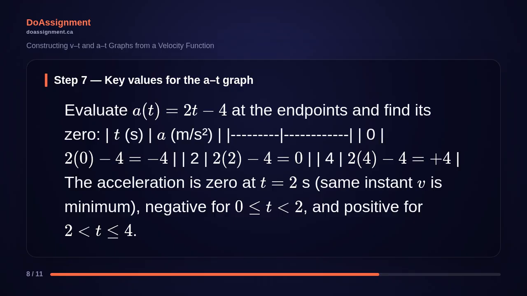At t equals 0, the acceleration is negative 4 meters per second squared. At t equals 2 seconds, it is 0. At t equals 4 seconds, it is positive 4 meters per second squared. The zero of acceleration coincides with the minimum of the velocity curve, which makes physical sense.